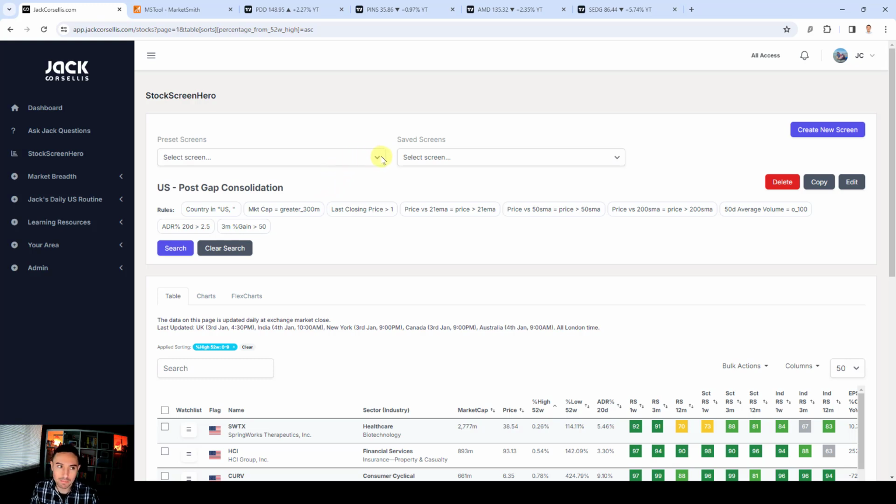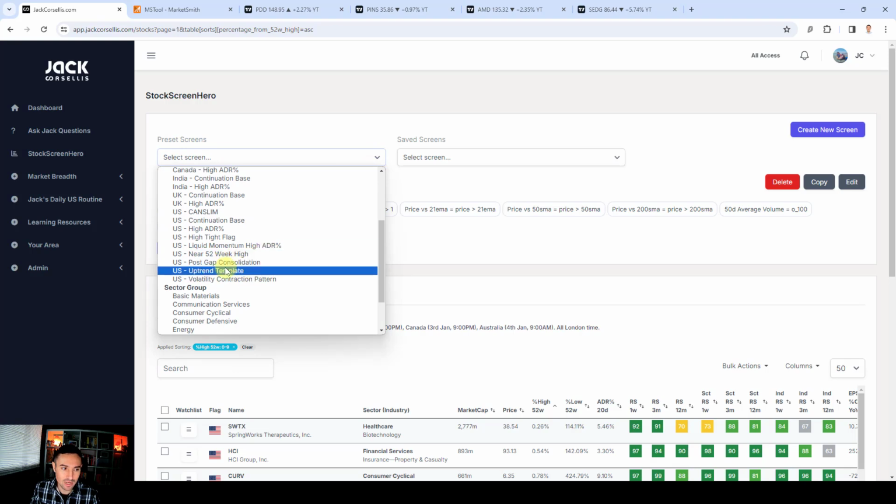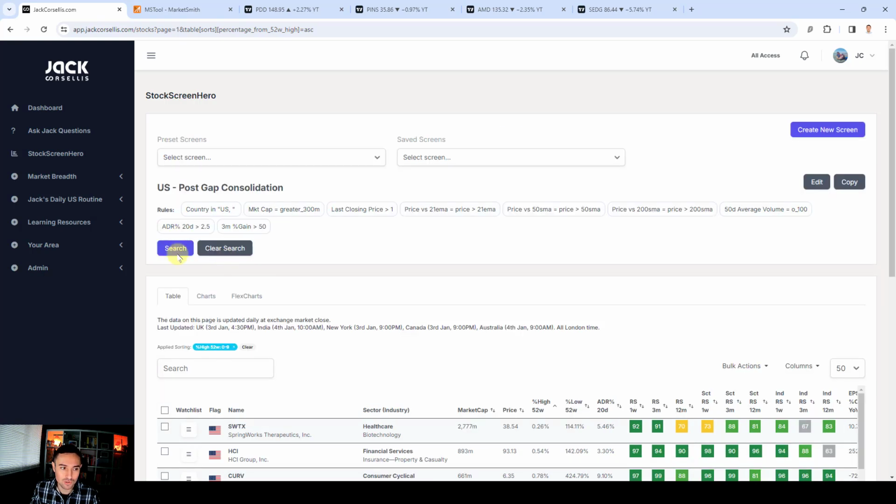So if you're not a member of my platform, but you want to have a look around it and try using this one for free, you can do that. There's a couple of other free ones in there as well. But come here, click preset screens like this, scroll down, and you want to click this, the post-gap consolidation.